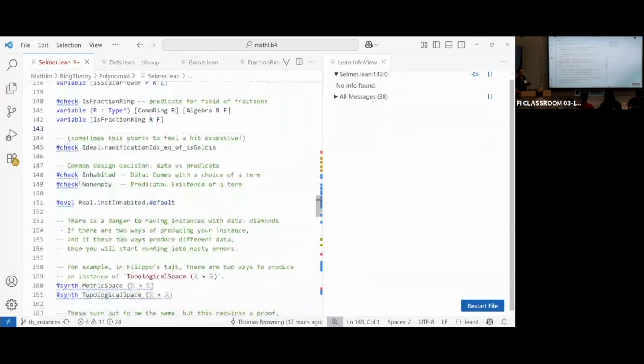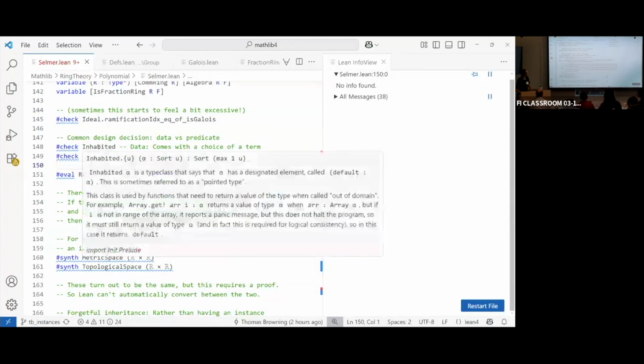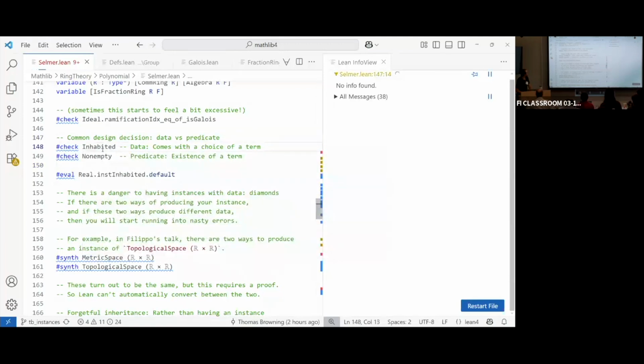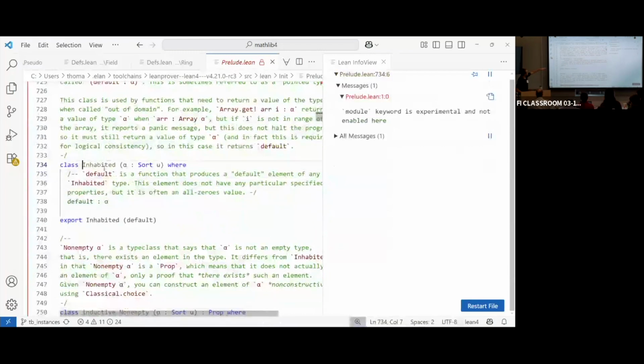Okay, so getting back to the design decisions. As I said earlier, there's this subtle distinction between fields that have data and fields that are just predicates. One example of this is inhabited versus non-empty. This came up in a discussion on Zulip. Maybe you want to say that some type is non-empty. One way you could say this is inhabited. Inhabited is a type class that has only one field, and that field is an element of the type. So basically inhabited is saying it's non-empty, but it keeps in mind a specific element. So it has data.